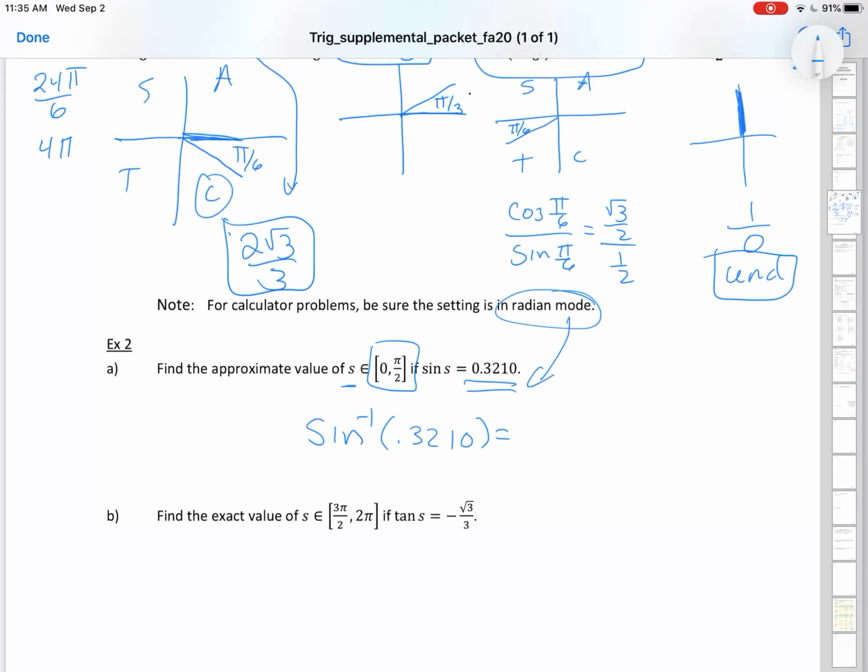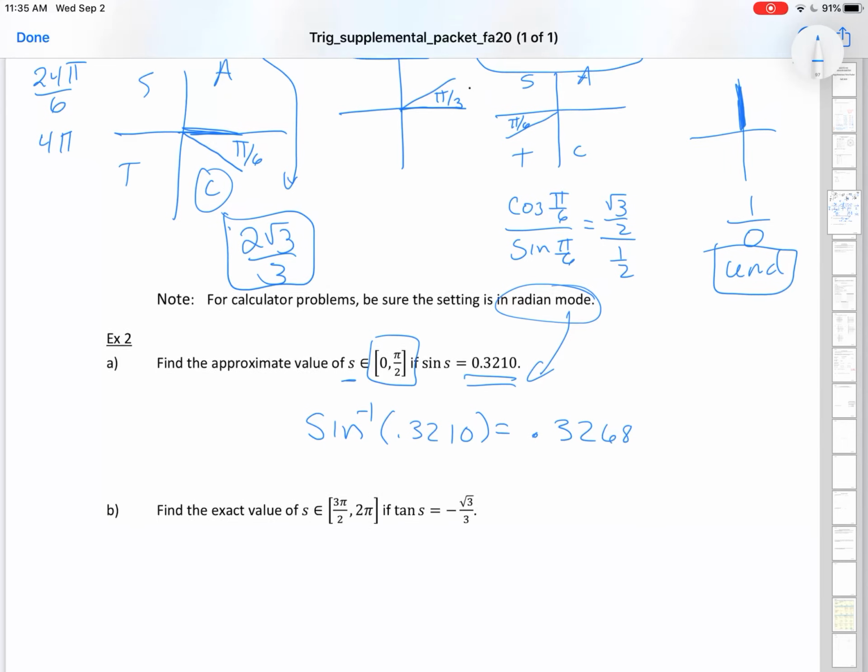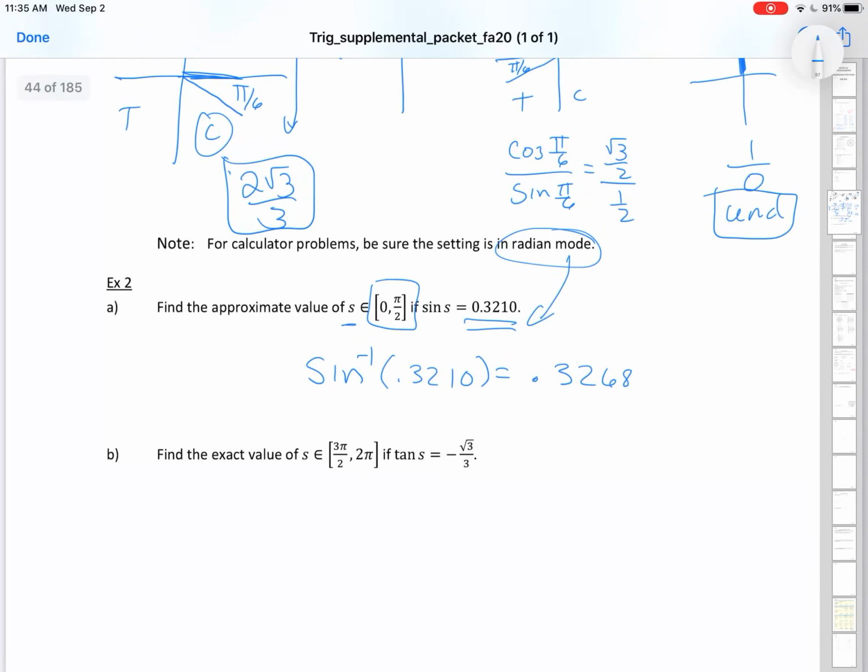So I'm in radian mode. I'm going to go get my sine inverse. I'm going to type in 0.3210, and I'm going to hit equals, and it's going to give me 0.32678. So I'll do 0.3268. If you did 0.33, fine. 0.327, no problem, right? Full credit given for that. This is the better one, though. This is the more one that's going to be on the exam.